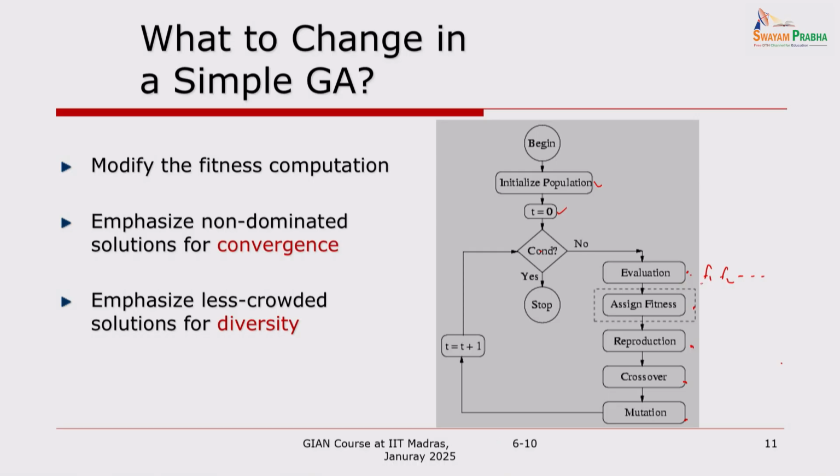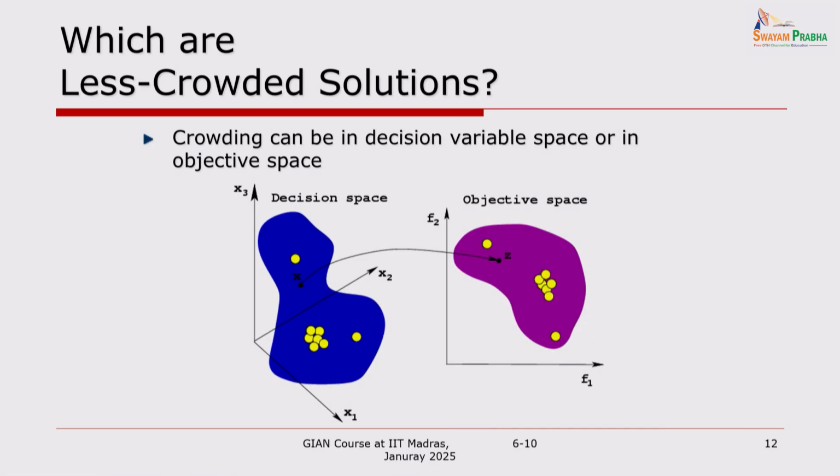So how do you take that and assign one fitness? Because selection still needs to be done with one fitness, right? That is the important thing that we have to do in multi-objective. Two things we have to keep in mind: diversity and convergence.